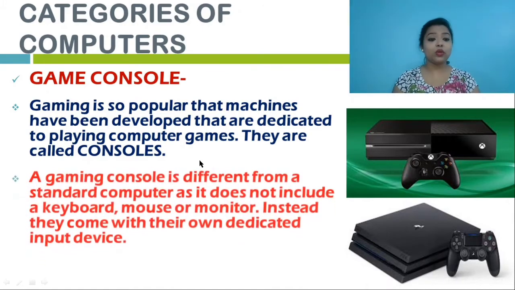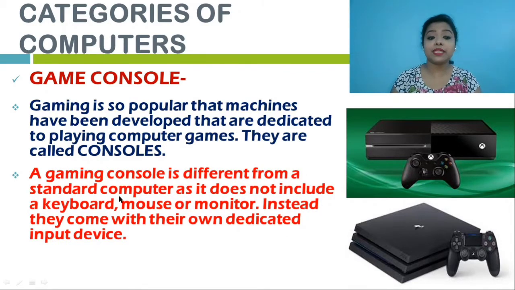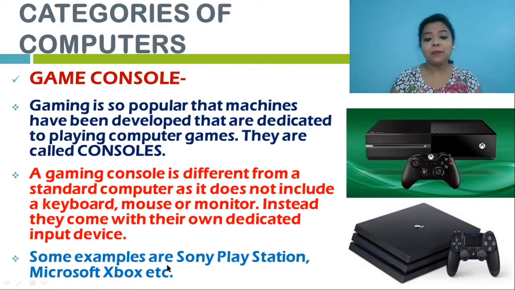Okay, a game console is a different form of standard computer as it does not include a keyboard, mouse or monitor. Instead, they come with their own dedicated input device. So basically in case of game console, there is no keyboard, mouse or any other CPU or monitor. It comes with an inbuilt dedicated input device. Okay, and what are the examples? You can see some examples are Sony PlayStation and Microsoft Xbox, etc. So this is the image of Microsoft Xbox and this is the image of Sony PlayStation. Okay, so you can easily buy it and you can use it for playing games.